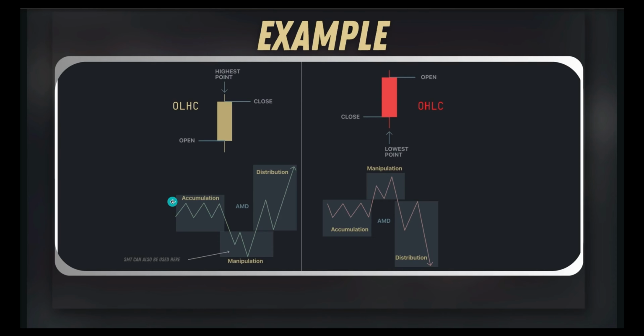Now here, generally the open is looked at as the accumulation, and then the bottom wick of a bullish candle is looked at as the manipulation, which, by the way, SMT can also be used here. So if you're an SMT trader, you can definitely pair up AMD or PO3 with it. And then finally, you have the distribution, which is essentially this whole body right here. And same thing here, you have accumulation at the open in the top. Price manipulates, takes out some liquidity, which would be this wick, and then finally distributes down, which would be this body candle, or even down here. Same thing for the bullish.